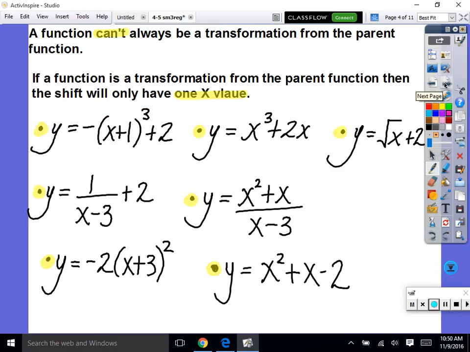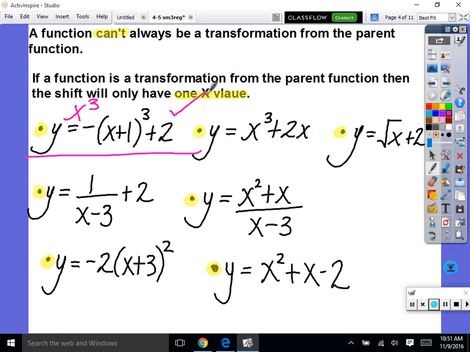Great. Okay, so now this is one thing you need to understand. This is the main difference between today's lesson and next lesson. A function can't always be a transformation from the parent function. Here's a general rule of thumb. If a function is a transformation from the parent function, then the shift will only have one x value. So for example, this is a shift, correct, from the parent function. There's only one x, correct? So this is a shift from the parent function x cubed, correct?